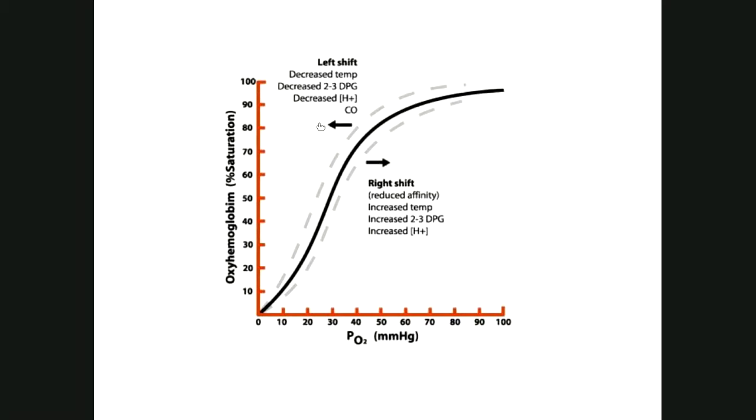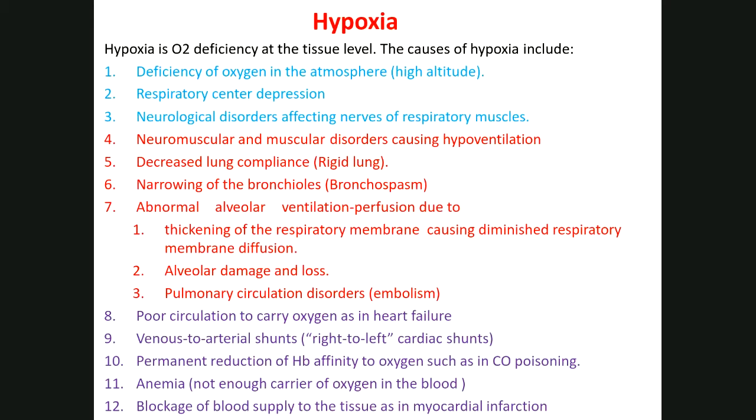We are approaching the end now. So lastly, hypoxia. What are the causes of hypoxia? Hypoxia means low blood oxygen. What are the factors that can cause hypoxia? It is very easy to understand, maybe difficult to remember. You can see 12 points.